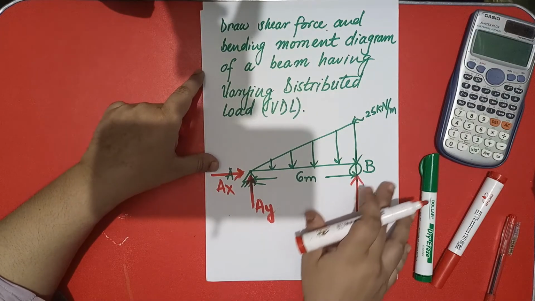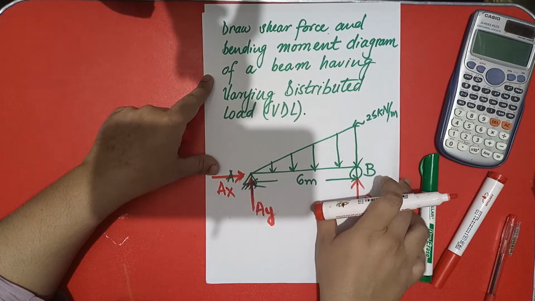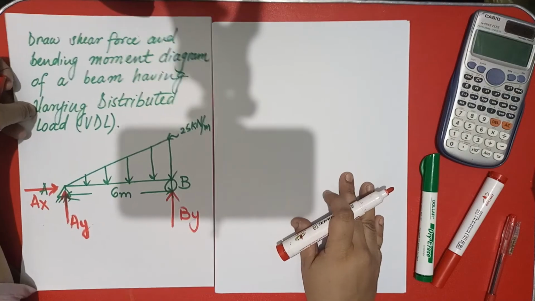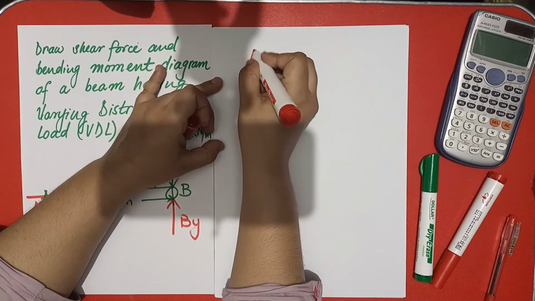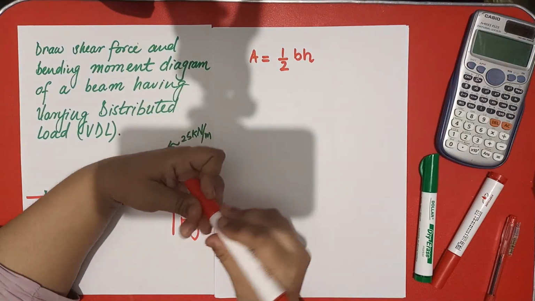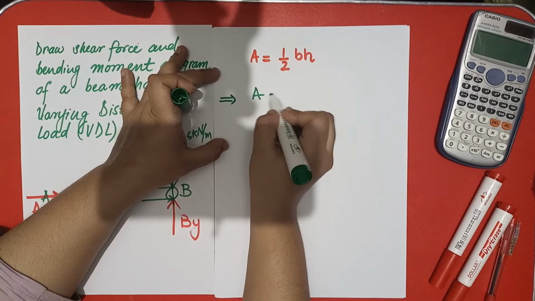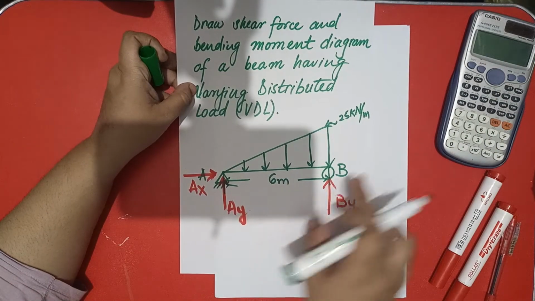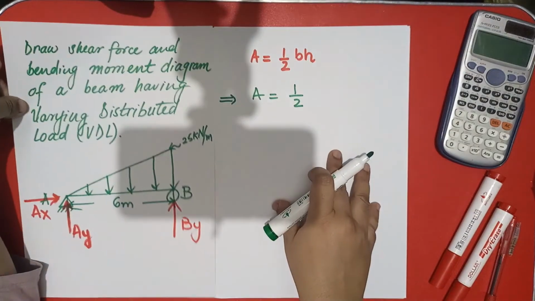First of all, we have to convert this triangular loading into a point load. How can we do that in the case of a triangle? You know very well the area of a triangle is 1/2 BH, that is base into height. So the area equals 1/2, the base of the triangle is 6 meter, and we are assuming the height of the triangle is 25 kilonewton per meter.